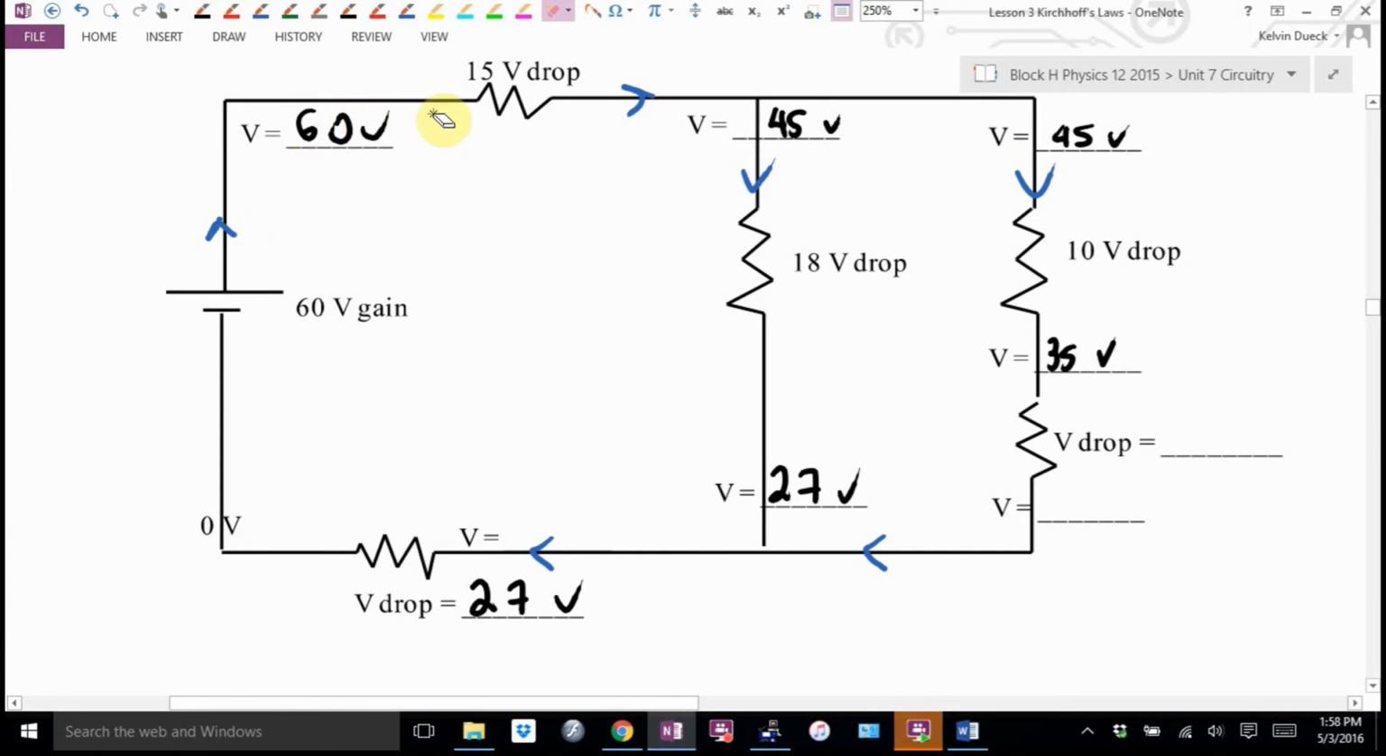So 60, 50, 45, 45. We have 35. We lose 27. How many volts must we lose here? Well, I guess we have to be 27 volts at the bottom since we're meeting together. The only way that skiers can meet up again is they're at the same height, the same voltage. So how many volts must I lose going through the mystery little resistor there? 8. Clay, you had a question?